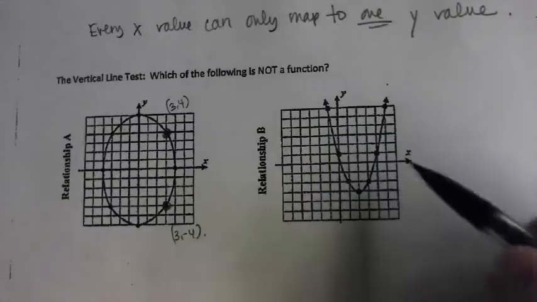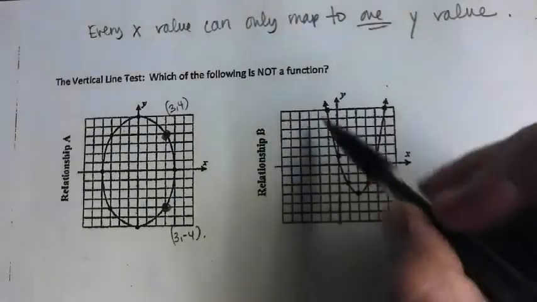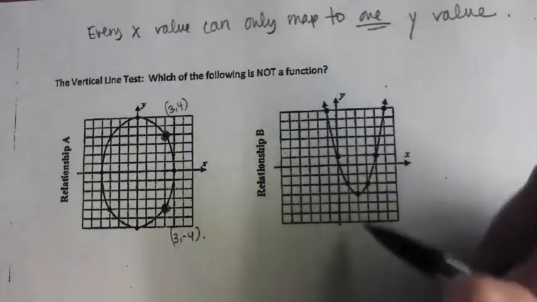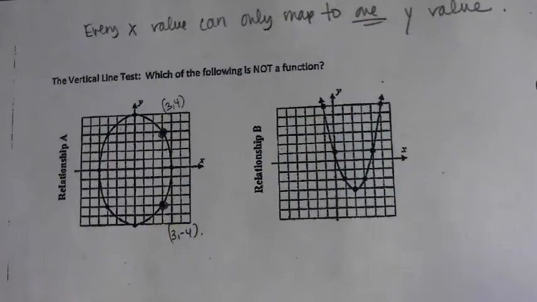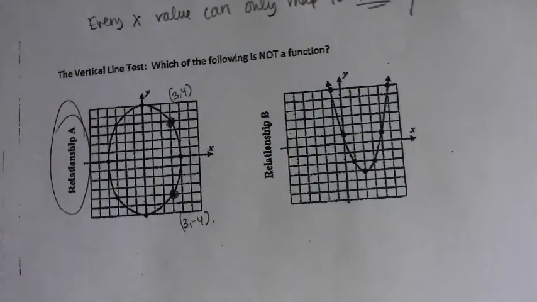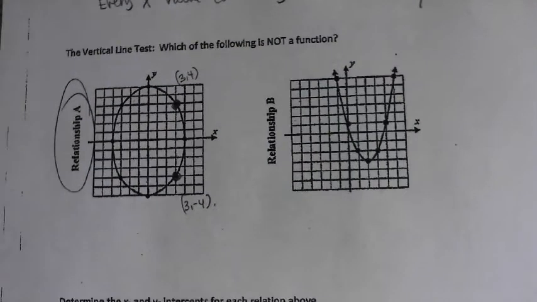We're good. Whereas in relationship B, every vertical line I ever draw will only hit that once. So which of the following is not a function? Relationship A is not. It fails the vertical line test.